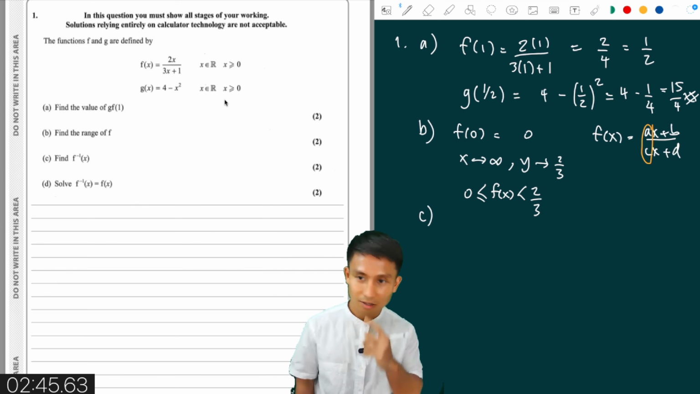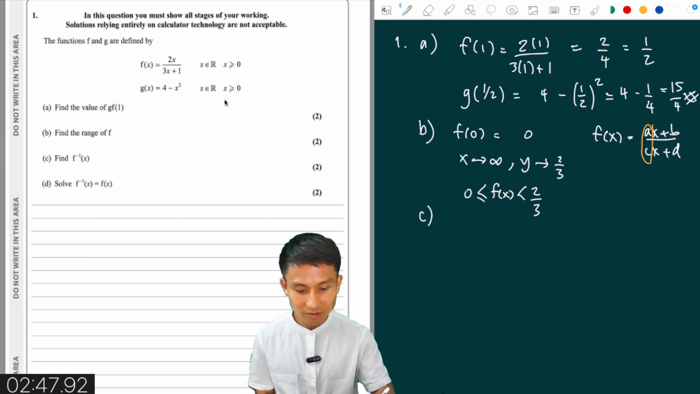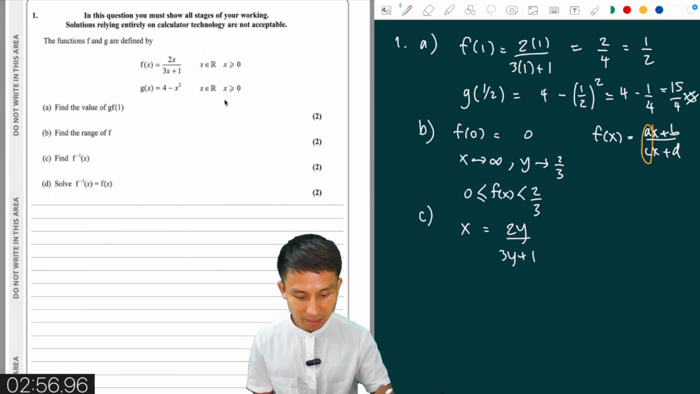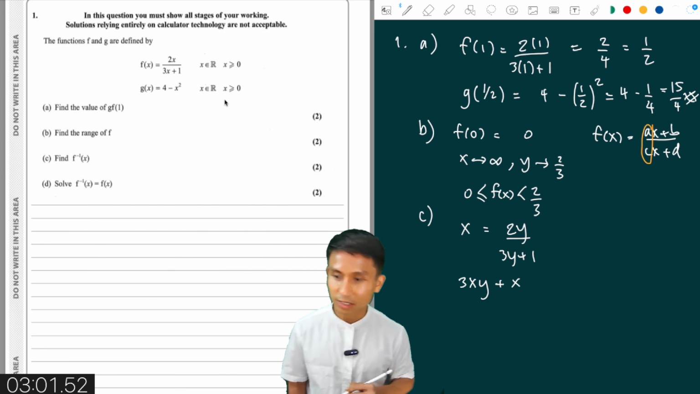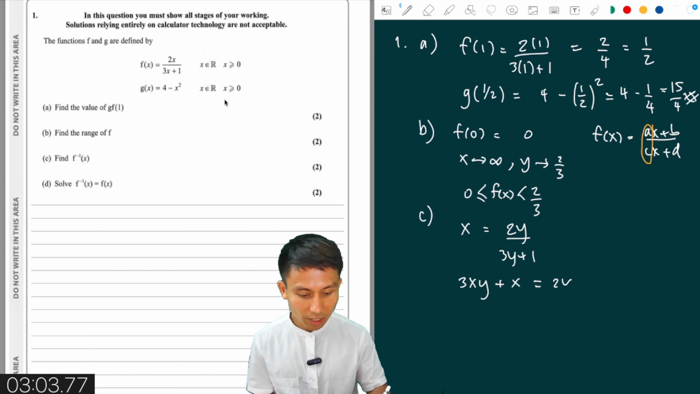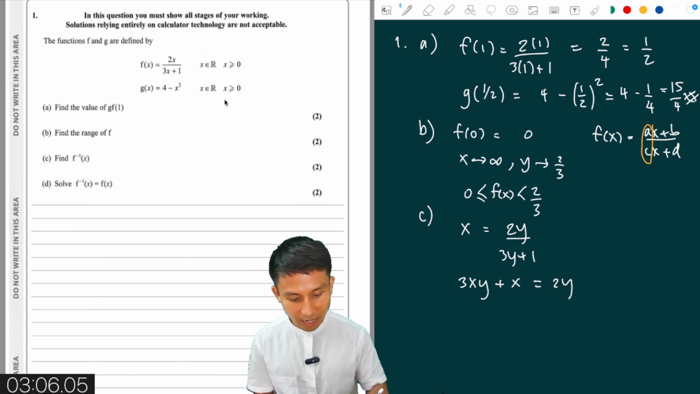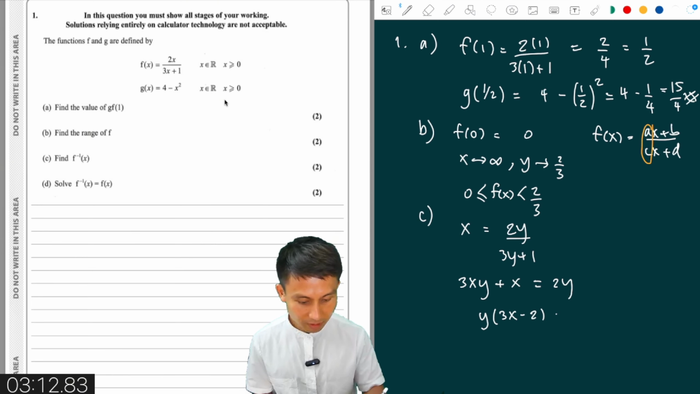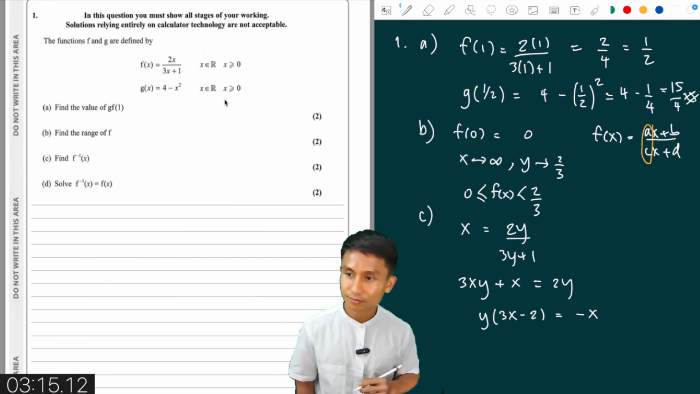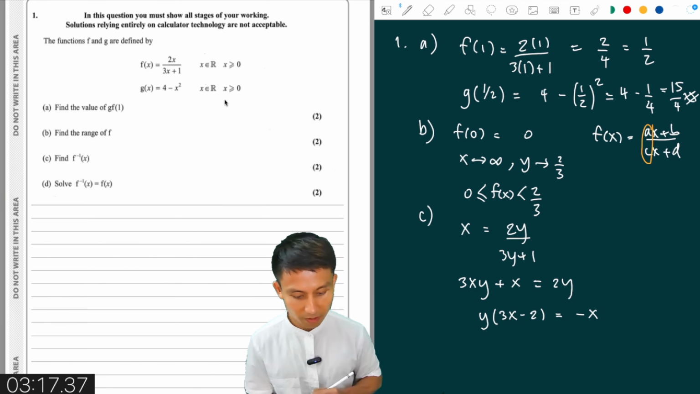Part C, find f inverse. All right, so I'm just going to swap x and y. So this is x equals 2y over 3y plus 1 instead. And then you do what you should do. So 3xy plus x, just rearranging, equals 2y. We're going to isolate the y. So we move 2y to the left and then pull y out. We get this. And then put x on the other side. No problem so far, right?